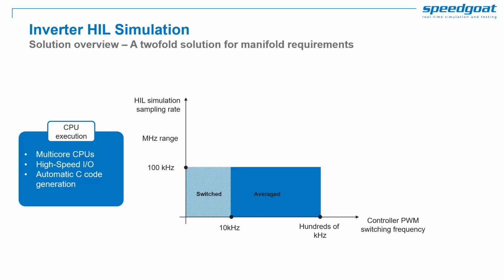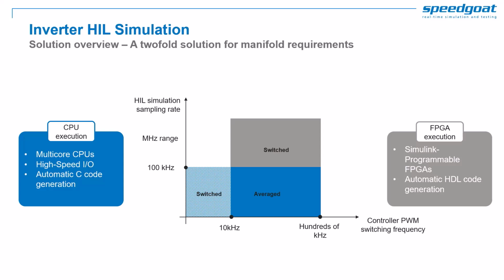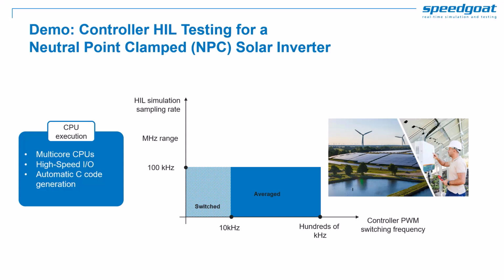This combines multi-core processors, high-speed configurable I/O modules, and C-code generation capability of Simulink and Simscape Electrical. To actually simulate the fast switching dynamics of high-frequency inverters, use Speedgoat programmable FPGAs, which increase HIL simulation bandwidth to the megahertz range. Let's now delve into these solutions, starting with a CPU-based approach with our next demo.